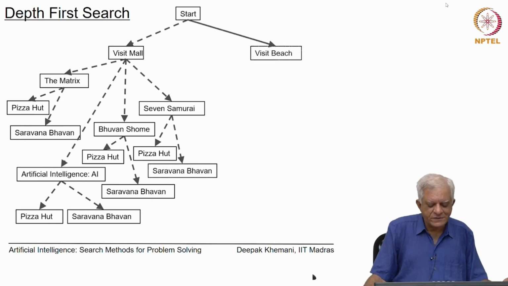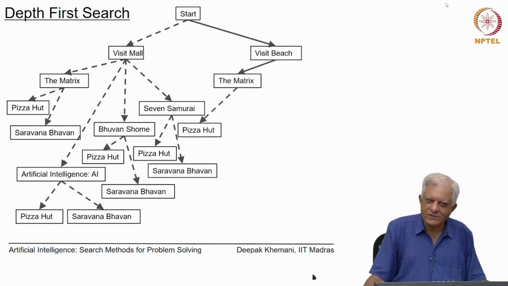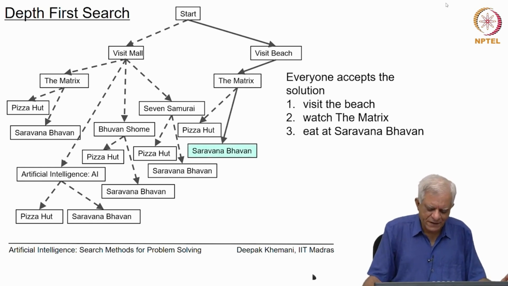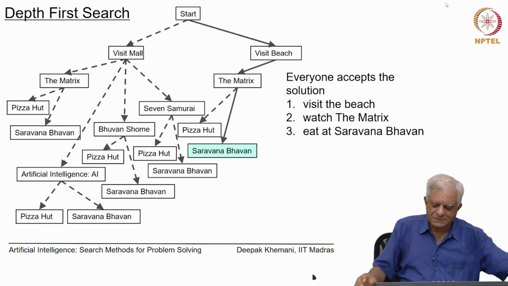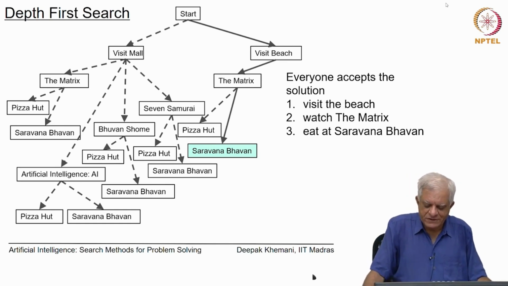The search continues, and then eventually you backtrack all the way to the start and say, okay, maybe we should go to the beach, and then you propose the film Matrix and Pizza Hut, and then Saravana Bhavan, and at this point let us say your friends accept and say, and so what is the plan? The plan is visit the beach, watch the film Matrix, and then eat at Saravana Bhavan.